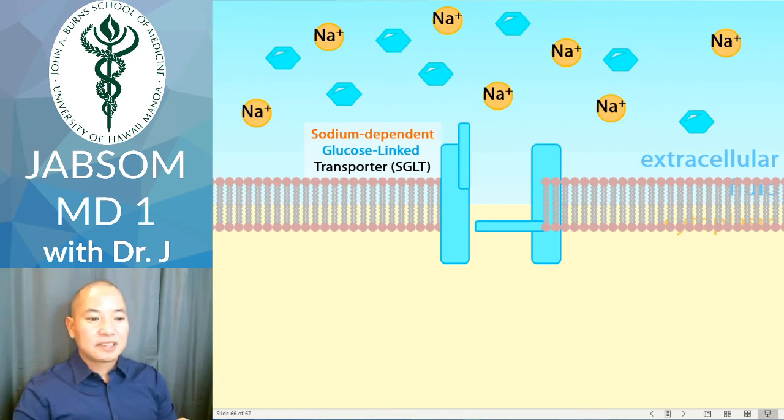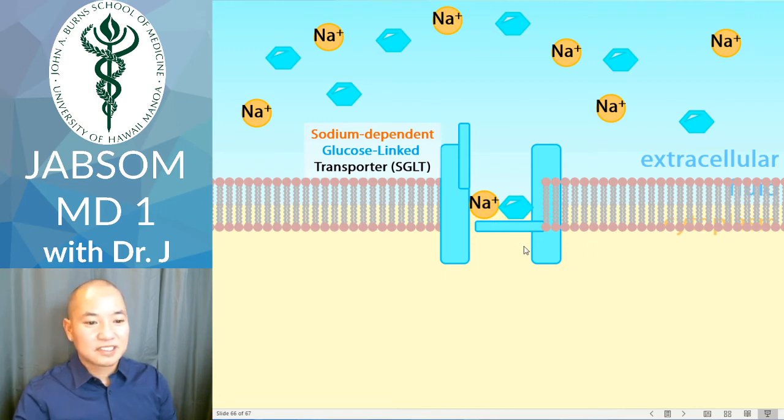Now with the sodium-dependent glucose linked transporter, you have all this glucose. For the SGLT, you need both sodium and glucose together. If they're not both there, they can't enter the cell via this transporter. So the cell is bringing in glucose, but it's also bringing sodium along for the ride. It's kind of like a plus one.